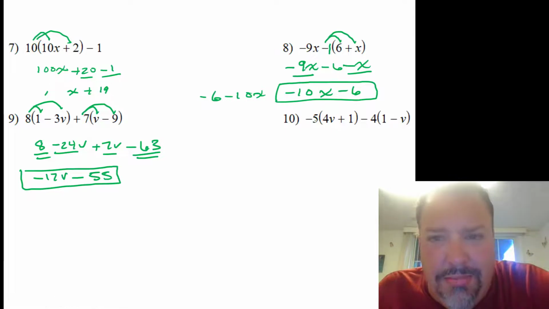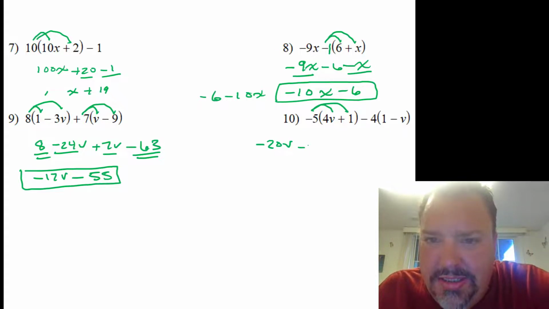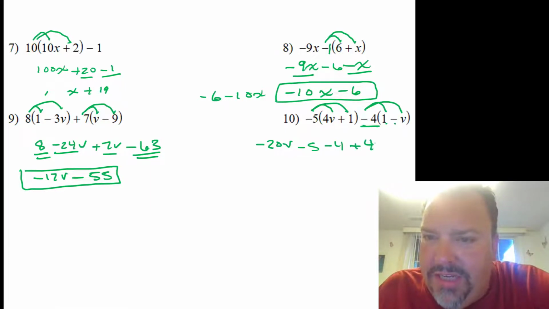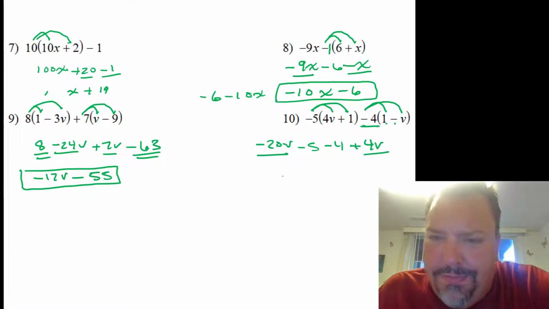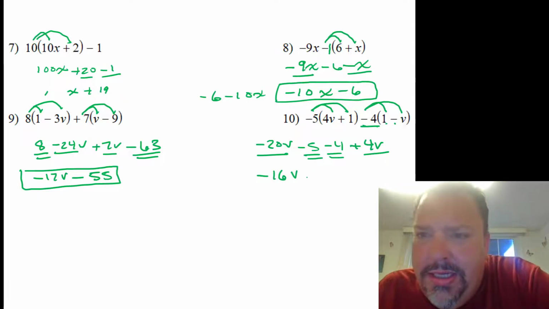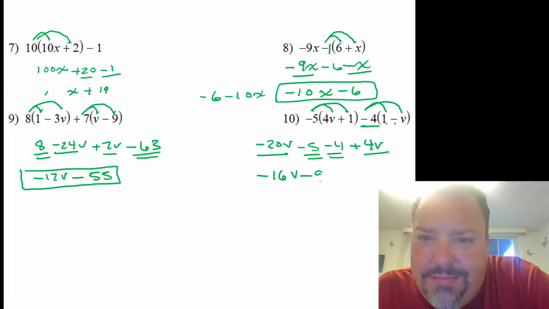And for number 10, same thing, except now we've got some negatives to worry about. So we got -5 times 4v is -20v. -5 times 1 is -5. Again, with the negatives, watch your signs. Make sure you take the negative inside as well. So this is a -4 times 1 is -4, and -4 times negative v, a negative times a negative is going to become a positive 4v. And combine like terms, so here we have -20v plus 4v is going to be -16v, and then -5 minus 4 is going to give us -9.